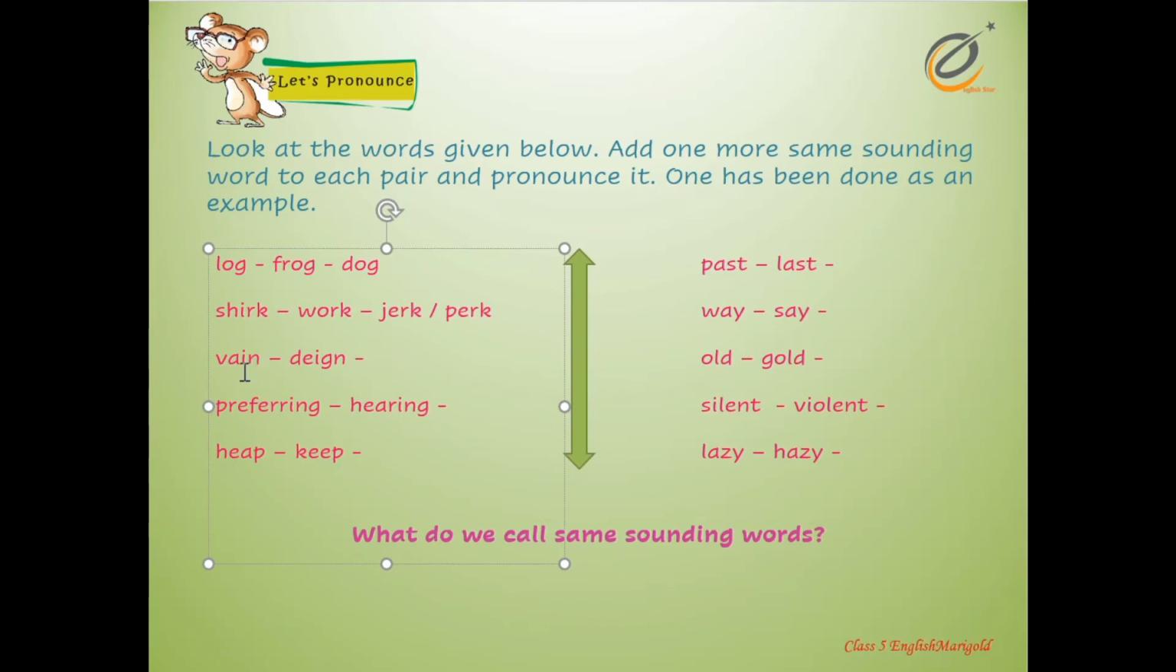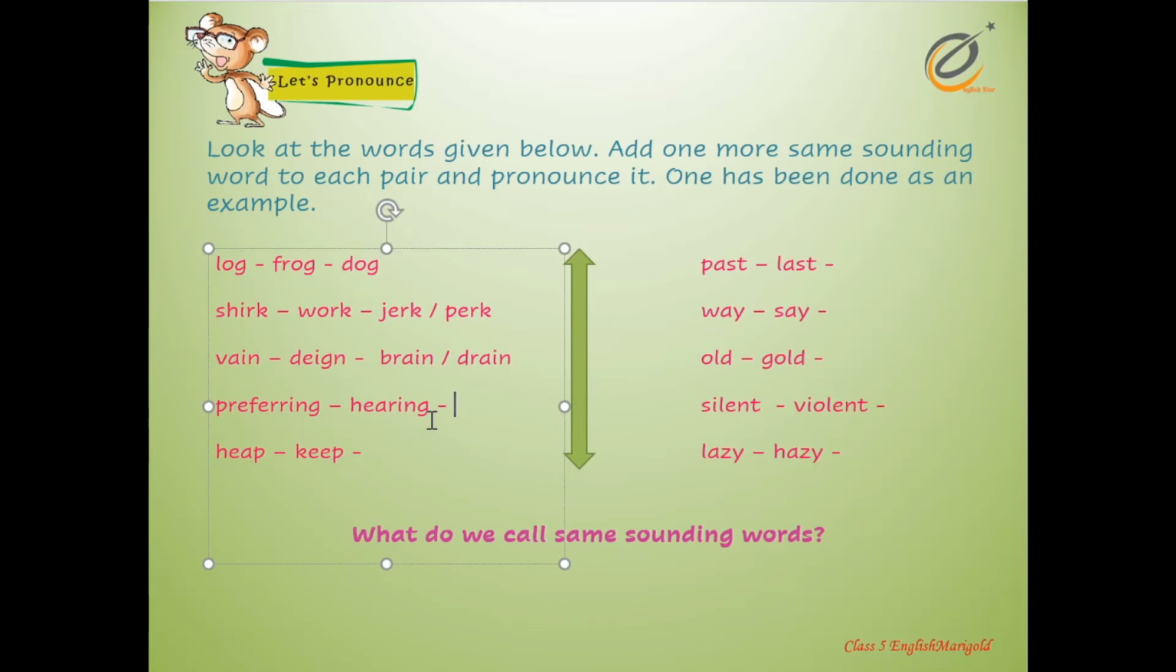Next one, vain, dane. Think of another word which has the same sound. Vain, dane. I'll give you a hint. We carry that in our body, right? Yes, you are right. It is brain. Or you can write drain. Right, student? So these words are same sounding words.